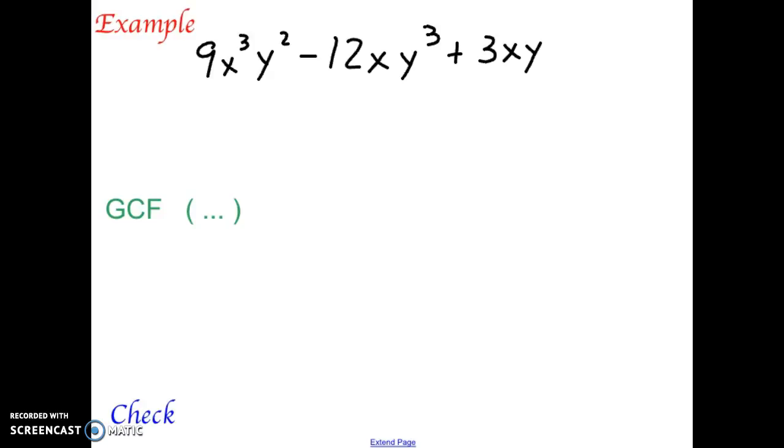For our next example, once again, a trinomial. If we look at the 9, 12, and 3, well, 3 is part of our greatest common factor. We have an x cubed, x, and x. Well, x is part of our greatest common factor. And with the y squared, y cubed, and y, we'll have y as part of our greatest common factor.